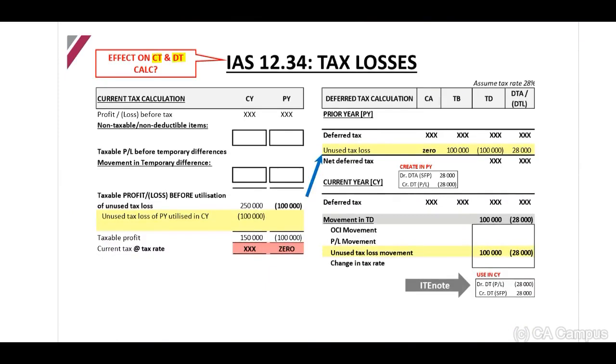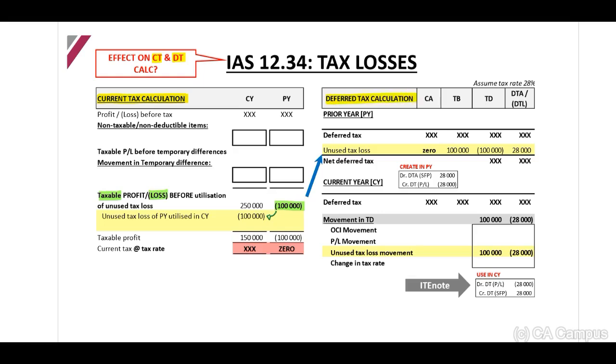to our deferred tax calculation. When you look at the left side, we have just discussed our current tax calculation, you will remember, where we've identified that we have a taxable loss of 100,000, and in the current year, we utilize and use that 100,000. Now, when we recognize our deferred tax asset, this will be included in your deferred tax calculation. Remember, this is your templates.